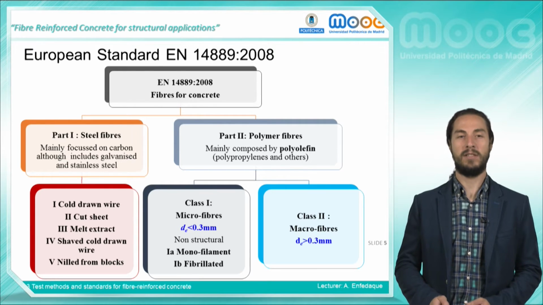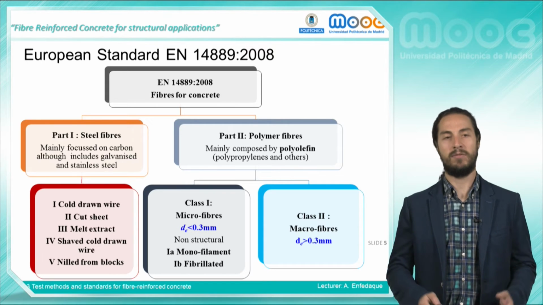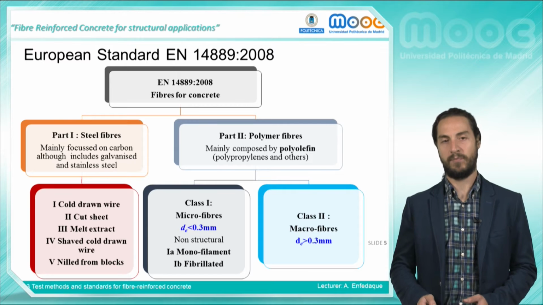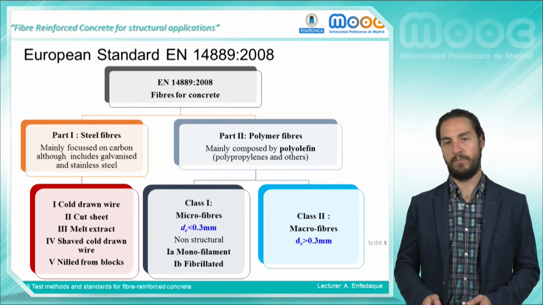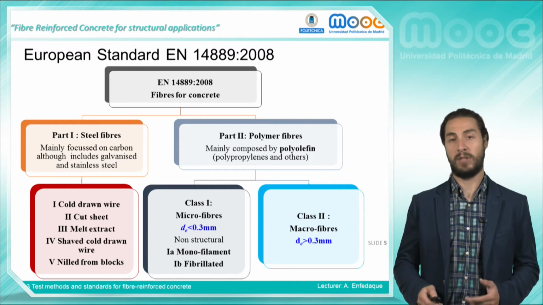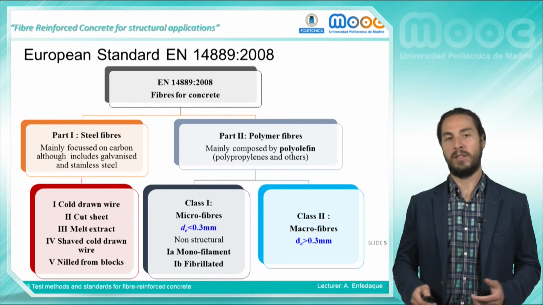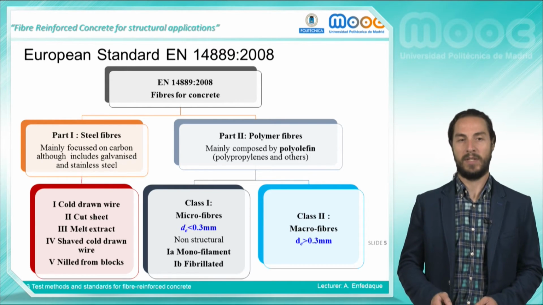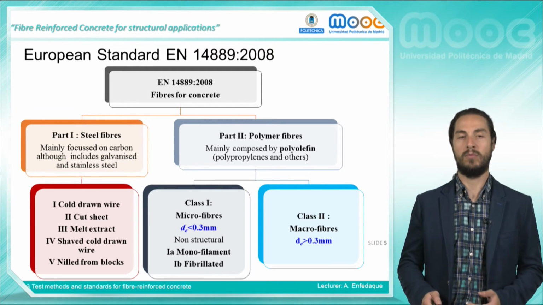The main division is stated based on the material of the fibers. Consequently, this standard considers the steel fibers and the polymeric fibers. Among the steel fibers, all types of steel fibers are considered. There can be modification of the types of steel, ranging from carbon steel to stainless and galvanized steel, or even the process used to obtain the fibers. They can be obtained from wires, sheets, blocks, or some others.